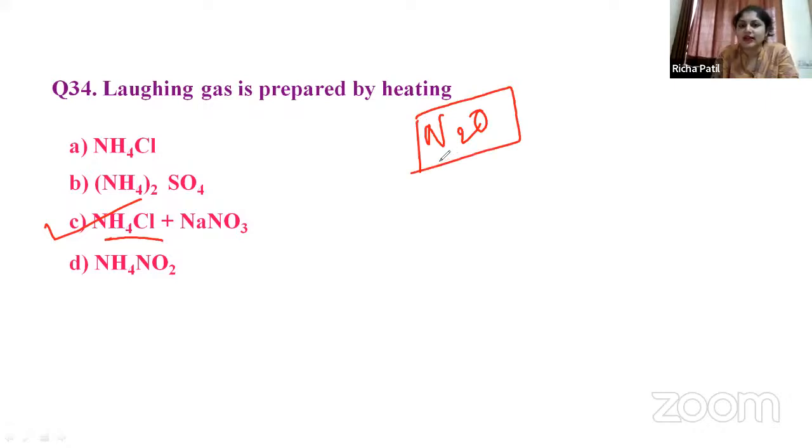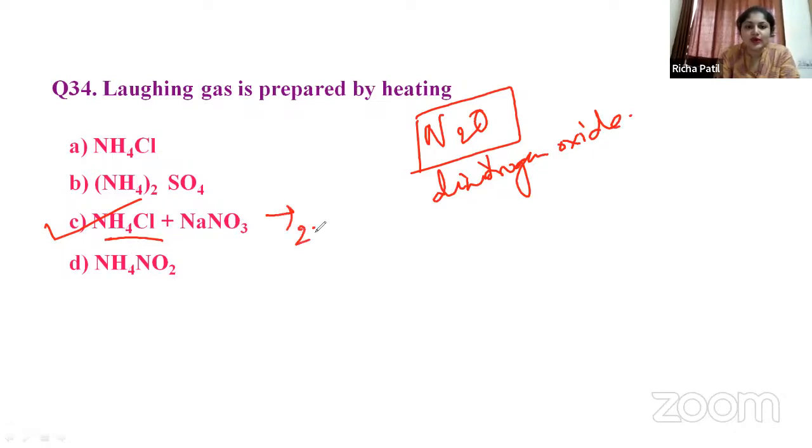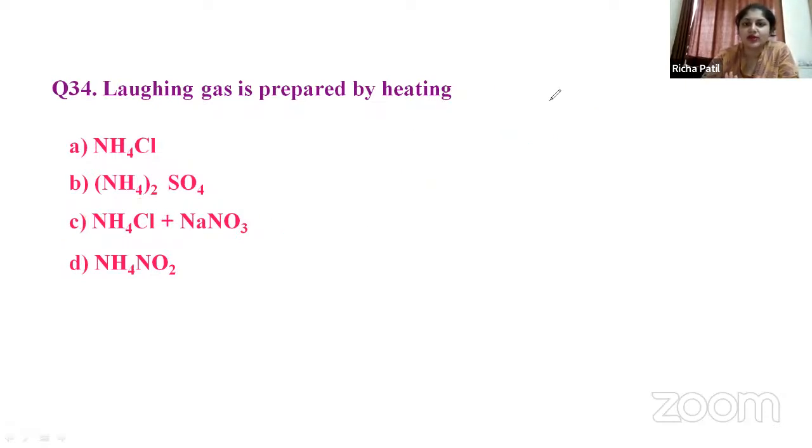Okay, dinitrogen oxide. So when you treat ammonium chloride with NaNO2, it gives you 2N2O plus 4H2O plus 2NaCl. So it will be 2NaCl, 2NaNO3. So this is the reaction. Remember this, laughing gas is prepared with ammonium chloride and sodium nitrate. Okay, so we'll go for the next one.